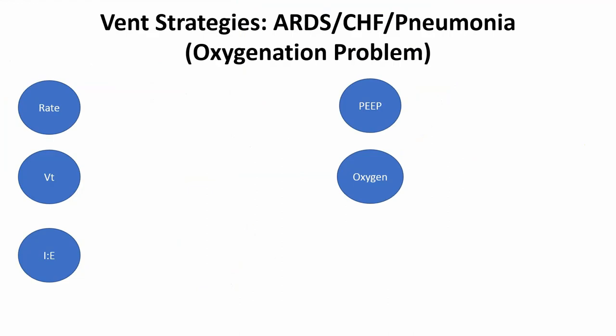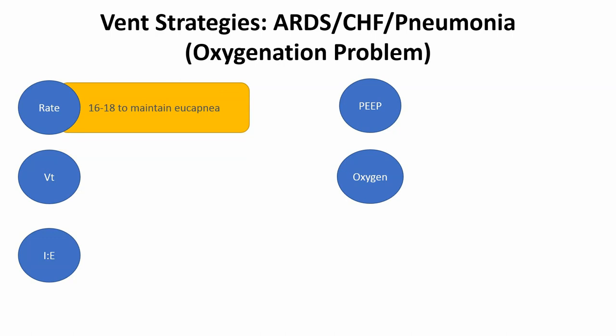Let's talk some about vent strategies using traditional modes of ventilation, such as CMV. What do you think your rate should be for a patient with ARDS, CHF, or pneumonia, someone who has an oxygenation problem? Well, the rate should be 16 to 18.